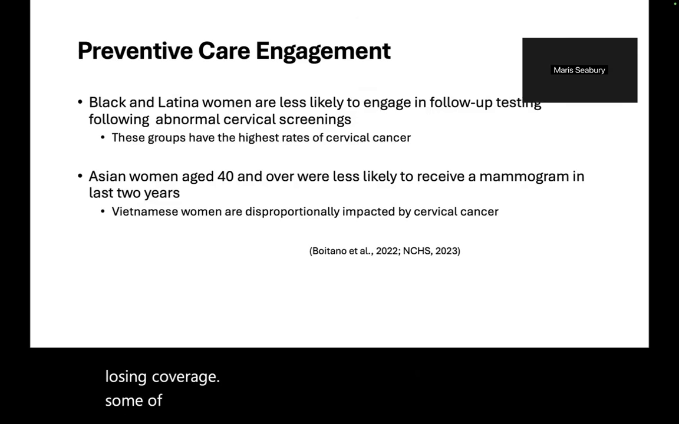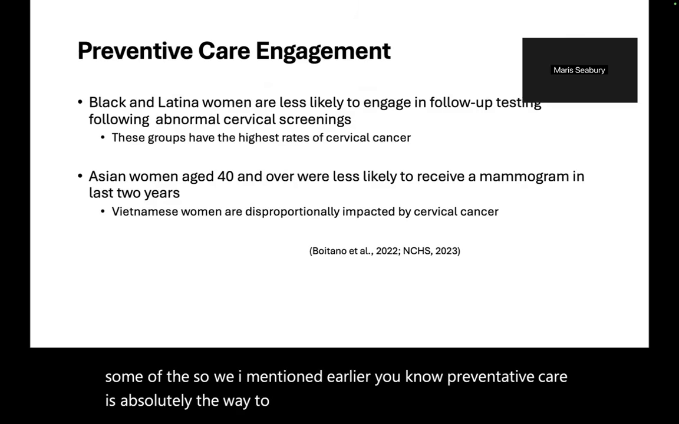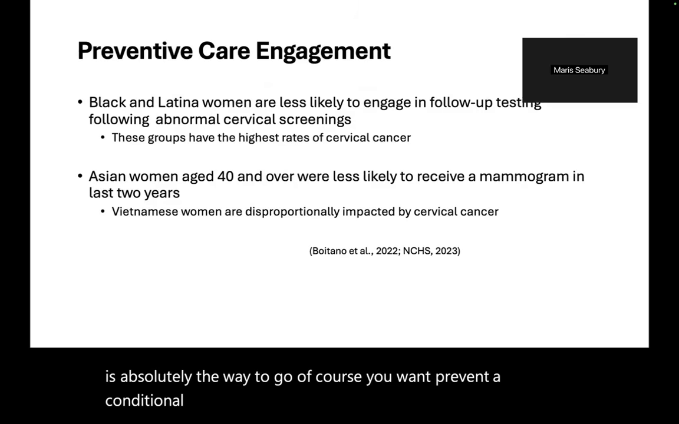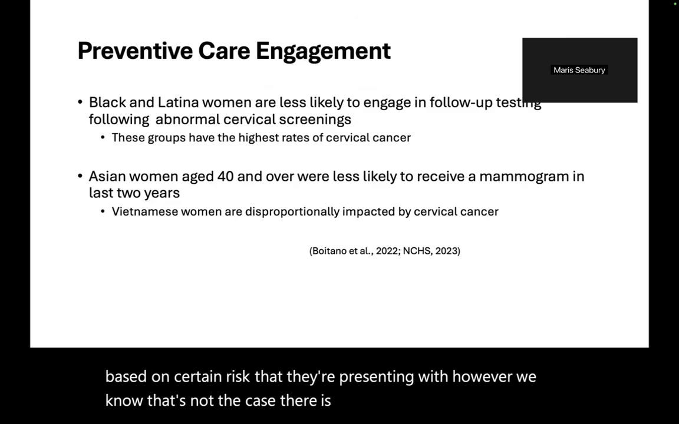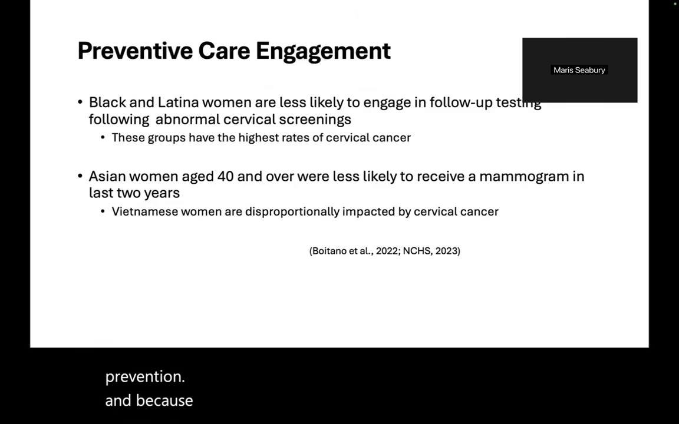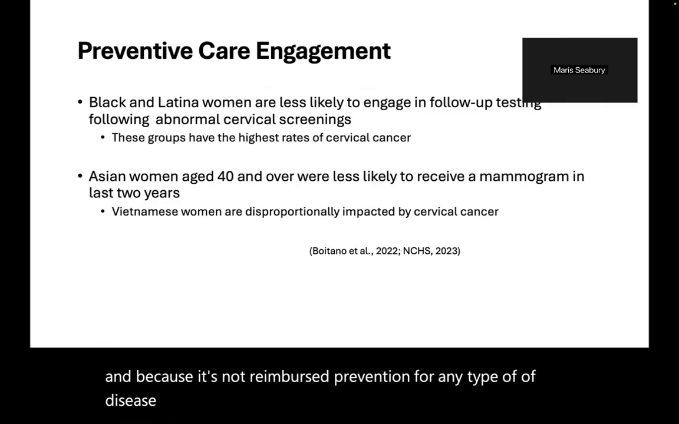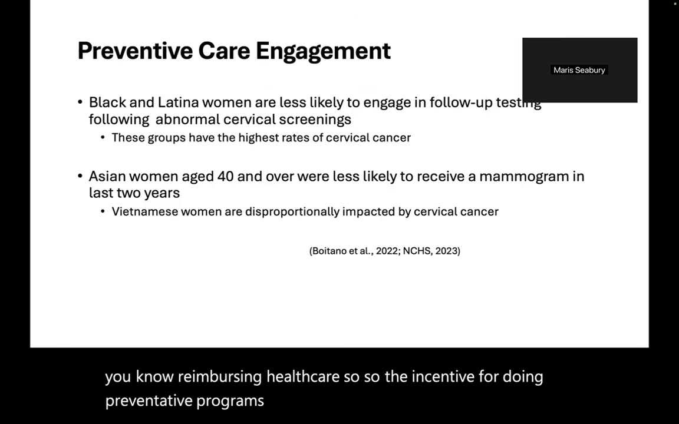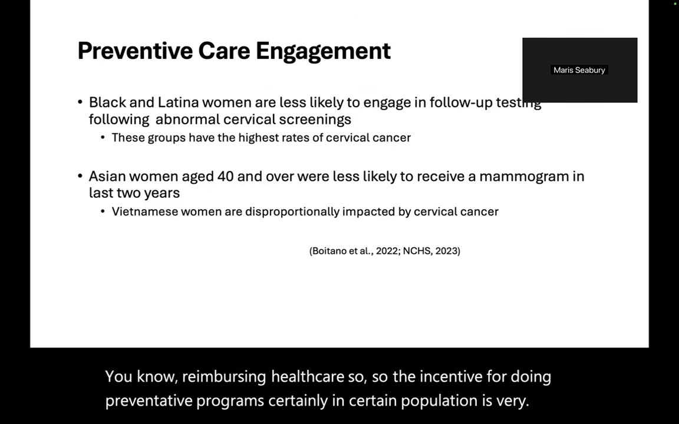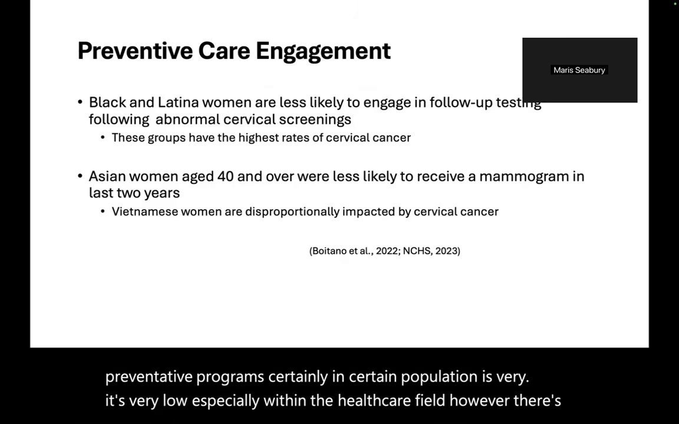Some of what I mentioned earlier, preventative care is absolutely the way to go. Of course, you want to prevent a condition, the likelihood that somebody will develop a condition based on certain risks that they're presenting with. However, we know that's not the case. There's less money allocated for prevention because it's not reimbursed. Prevention for any type of disease condition is not typically reimbursed in healthcare. So the incentive for doing preventative programs, certainly in certain populations, is very low, especially within the healthcare field.